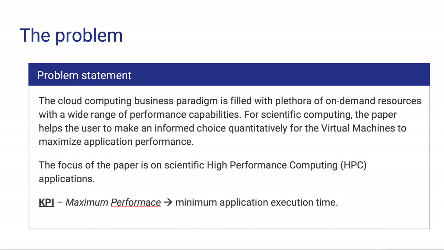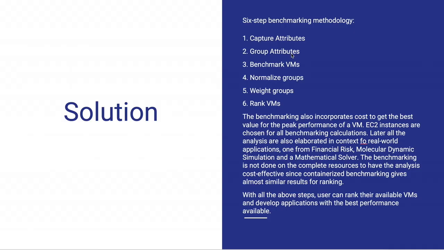This paper focuses mostly on high performance computing applications, and the key performance indicator, which is called the maximum performance, is the minimum application execution time. The authors present a 6-step benchmarking methodology in order to determine the VMs that can maximize the performance of a scientific application hosted on cloud.